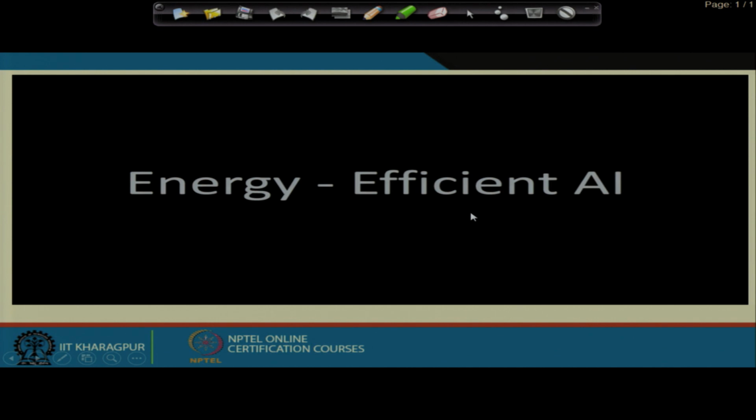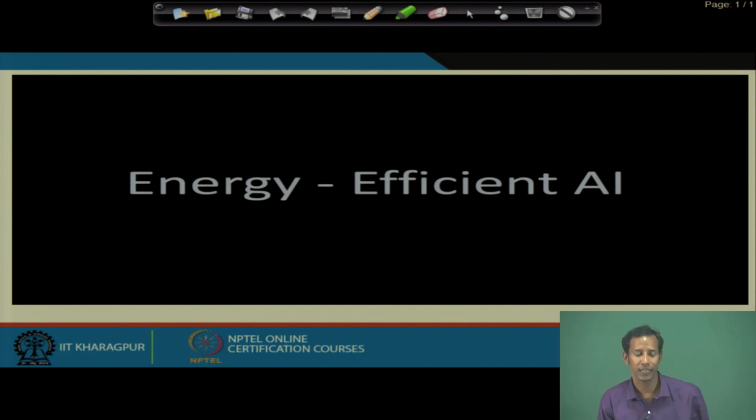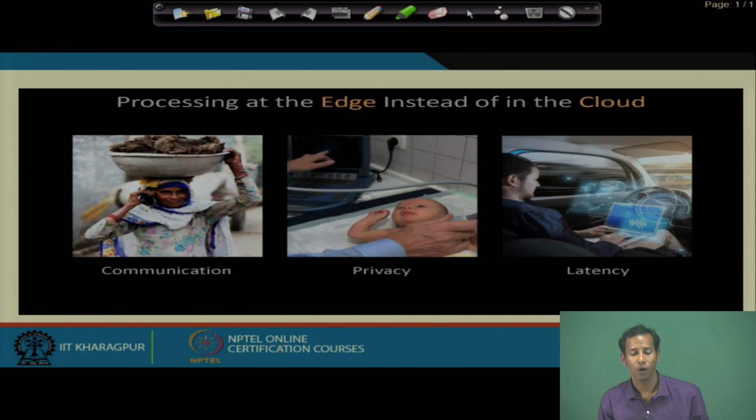Now we need energy efficient artificial intelligence. Why we need it is that we are talking about cloud computing. What is cloud computing? We have so much data, so we send it over the cloud to high-processing blocks available there, the data is processed, and then we get the result back.